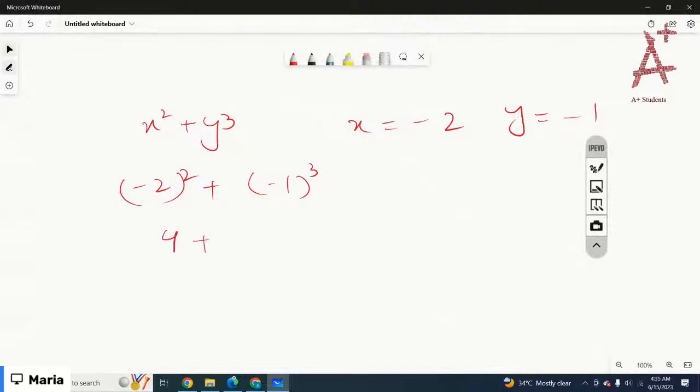a positive number 4, and negative 1 cubed, the exponent is odd, so the answer must be negative, and 1 times any number is 1. Positive and negative make negative, so it would be 4 minus 1, that equals 3. Got it? So it would be 3.